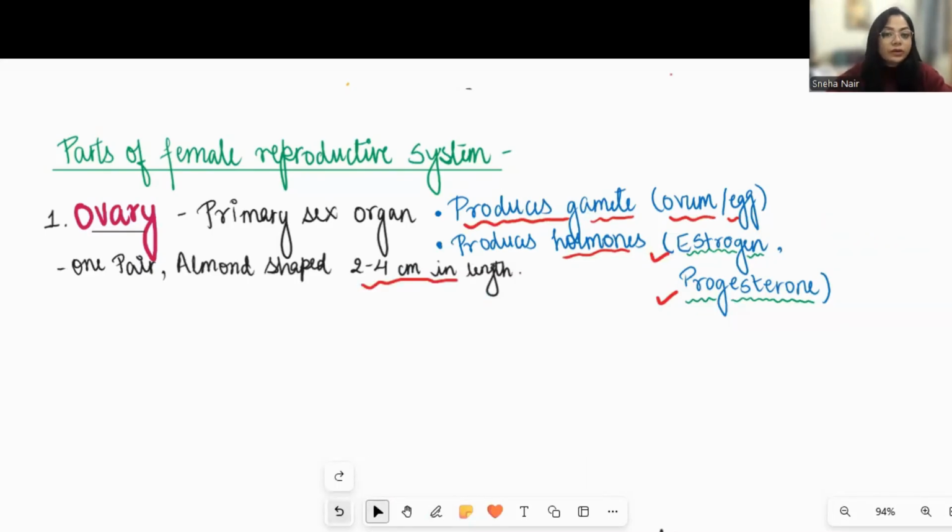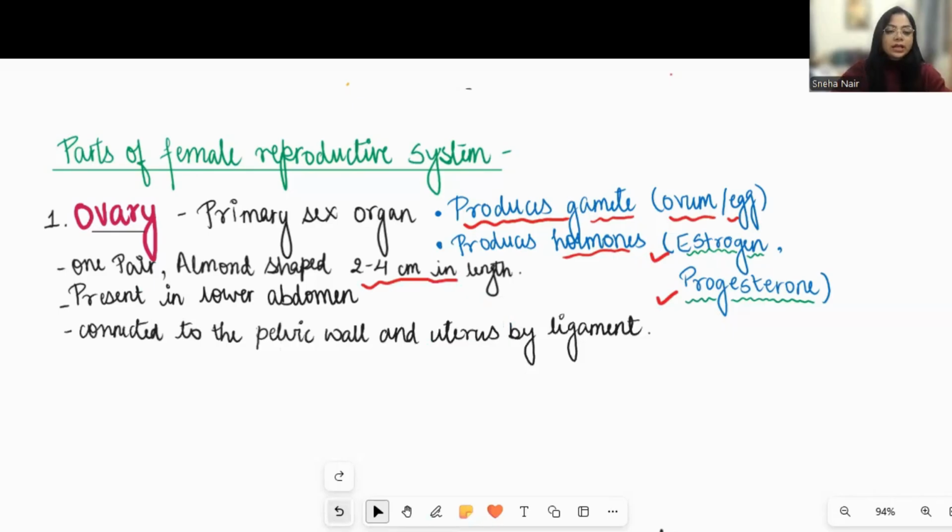There is one pair of ovaries. These ovaries are almond shaped, 2 to 4 centimeters in length, and they are present in the lower abdomen. And as I told you, they are attached to the pelvic wall with the help of a special type of ligaments.